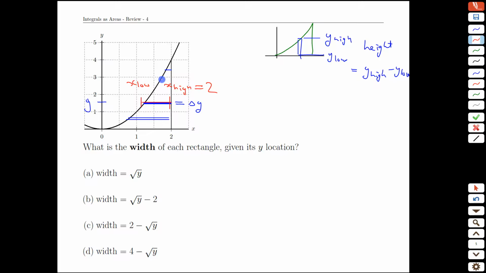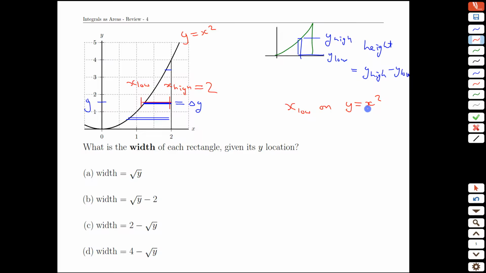More challenging is the low value. That could be here when y is up near 4. It'll be here when y is around 1.5. It'll be here when y is 0.5. So x low depends on the y coordinate. Well, what's that relationship? What we need is the x low on this curve. This is the curve y equals x squared.